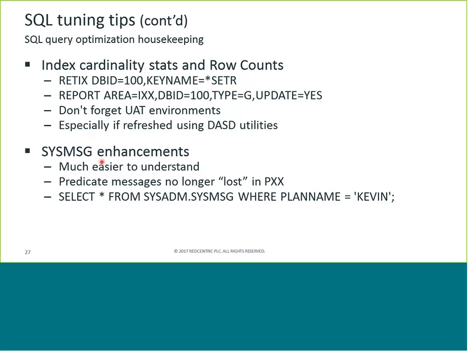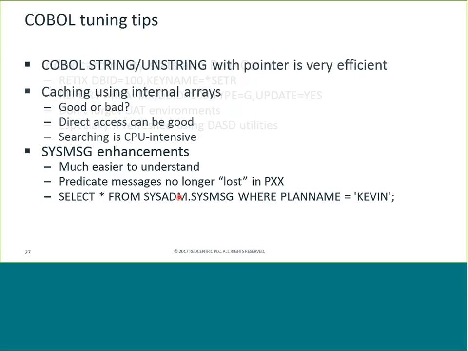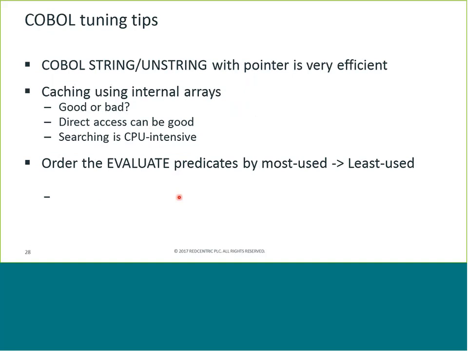There have been several enhancements to SysMessage recently to make it much easier to understand. They're moving it much closer to the sort of things that DB2 Explain does. Previously, various predicate messages were written to the PXX, where developers typically didn't see them. Now, if you do a select asterisk from SysMessage where the plan name is your plan name, having turned on messages for your plan, if you set the plan option MSG equals S for summary, then this gives you a very good explanation of the optimization it went through to execute your query. So a very useful tuning tool.